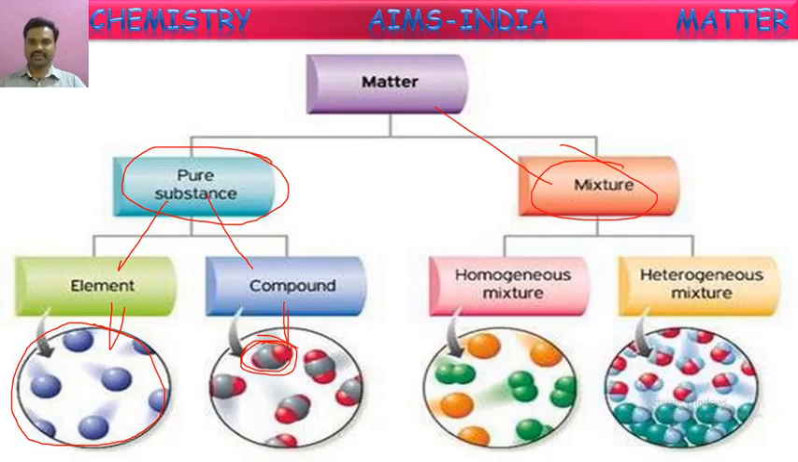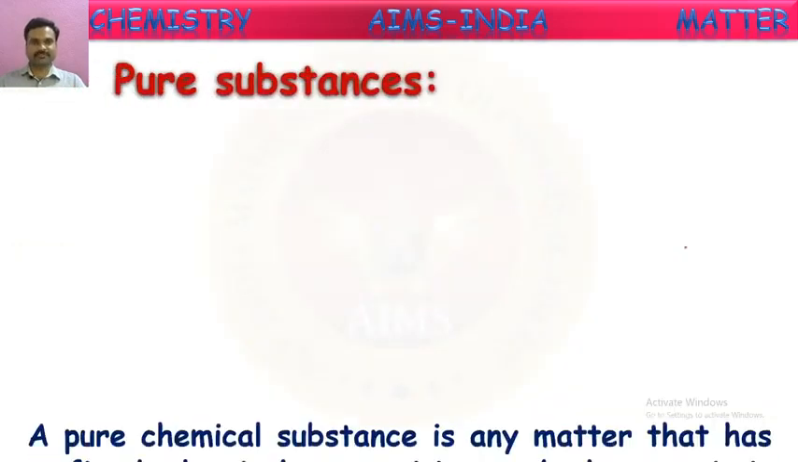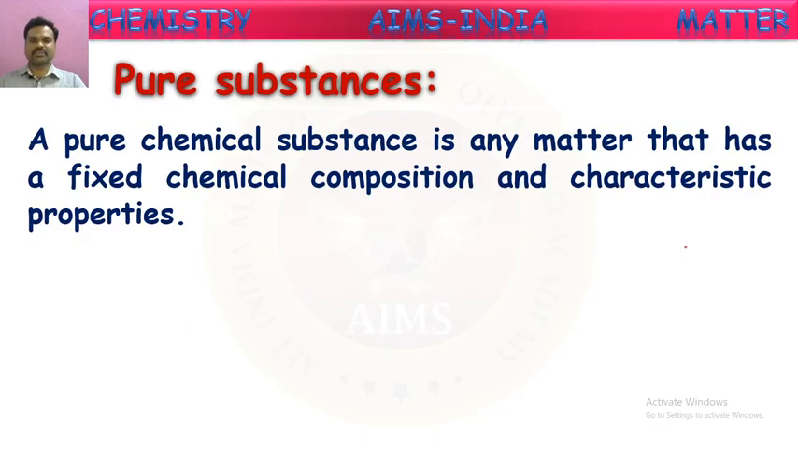So these impure substances are again of two types, heterogeneous and homogeneous mixtures. This is about the chemical classification of matter. Let us see these one by one. First, about pure substances. A pure chemical substance is any matter that has a fixed chemical composition and characteristic properties. A pure substance contains only one kind of particle. It has a fixed chemical composition and some special, characteristic properties.